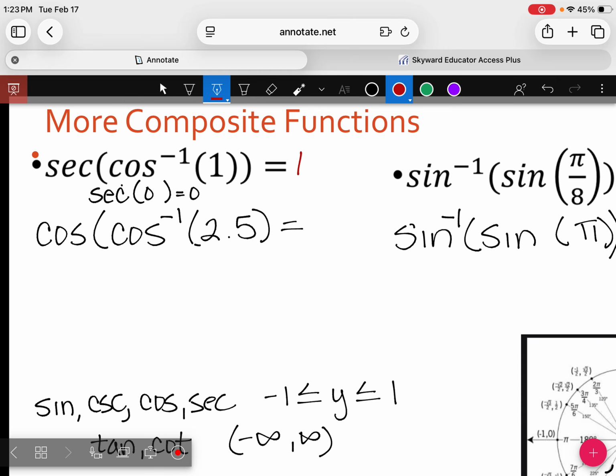All right. Can you take the cosine of 2.5? Is 2.5 in between this range? No. So that's D and E. So this whole question, we're going to shut it down. We can't do anything with that. 2.5 is too high. The answer does not exist.